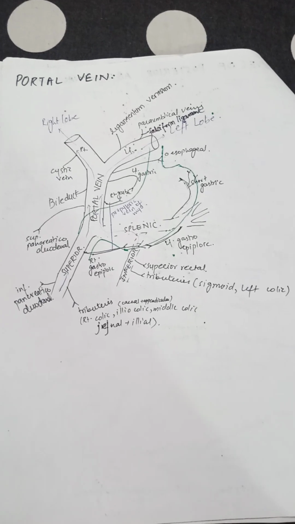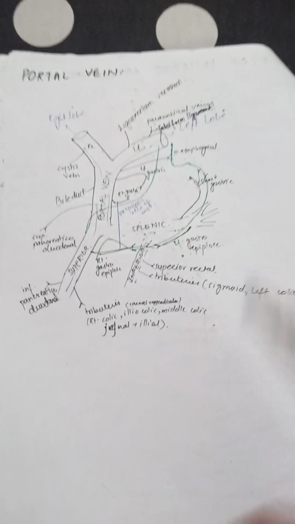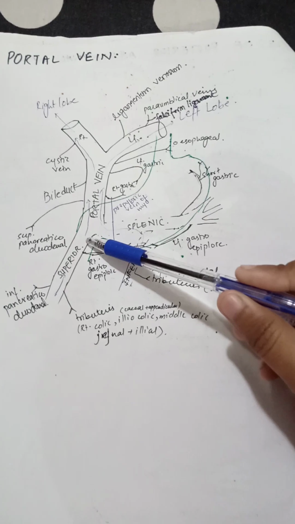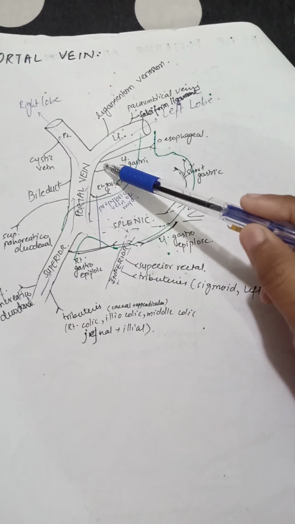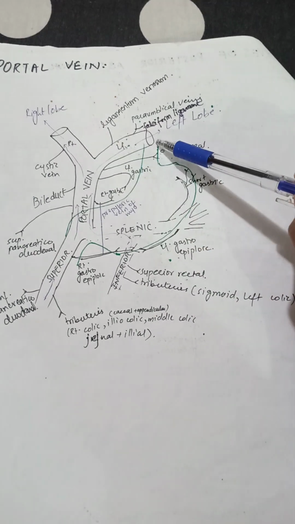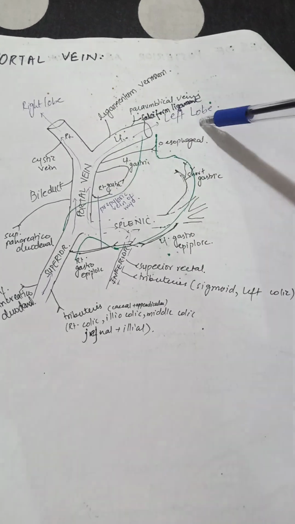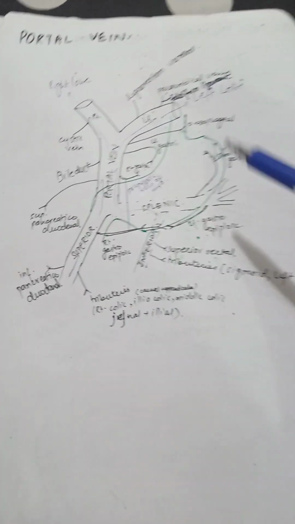Now we'll discuss the portal vein. How is it formed? It is formed with the help of the superior mesenteric vein and splenic vein. Both of these unite to form the portal vein, which further divides into right and left branches, which will supply the right and left lobe of the liver.